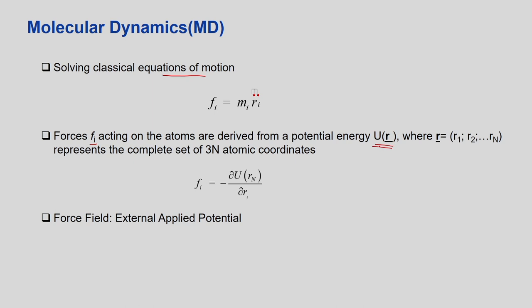Now, where is this force derived from? From a potential. Potential is a function of the vector R, and R has the different position vectors of all the atoms. If we are considering n atoms, it will have the positions of all the n atoms. So, these are vectors. If you take the derivative of the potential with respect to the position vector, you will get the force. Thus force field we term as applied potential, that is, an external field given to a system of atoms.